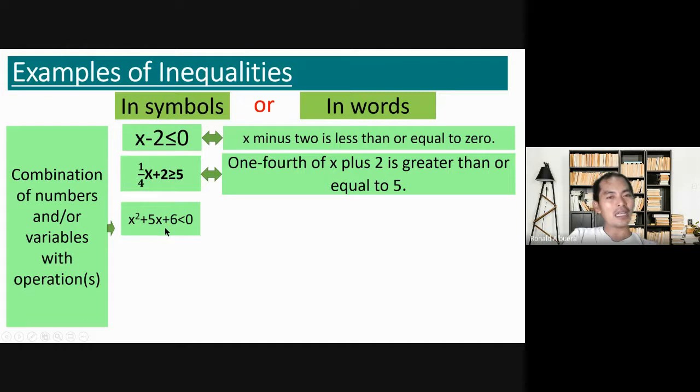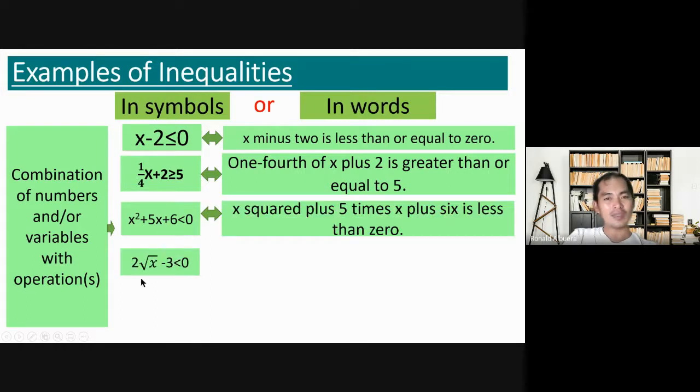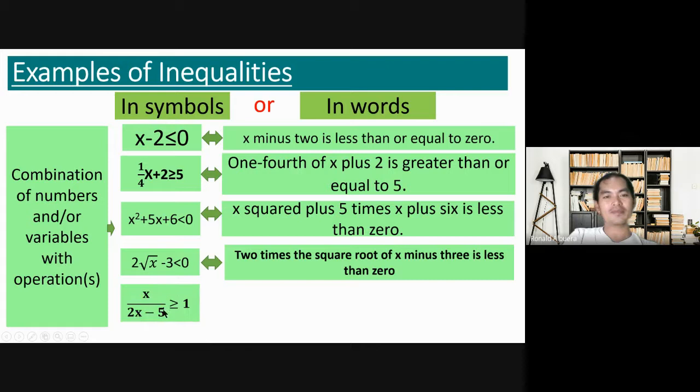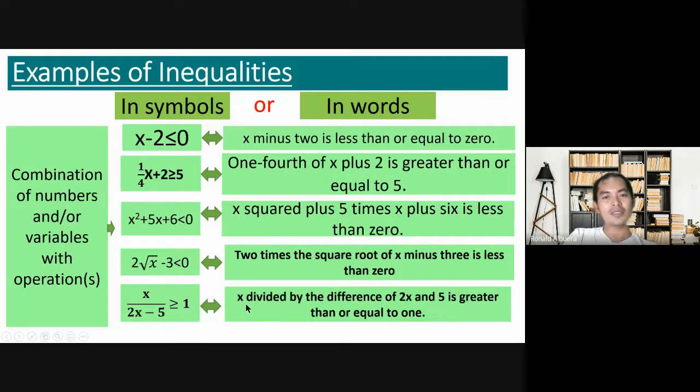X squared plus 5x plus 6 is less than 0. Or 2 times the square root of x minus 3 is less than 0. Or x all over 2x minus 5 is greater than or equal to 1 is also can be written in words. These are some of the examples of inequalities.